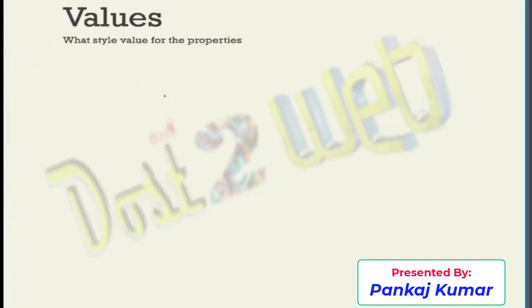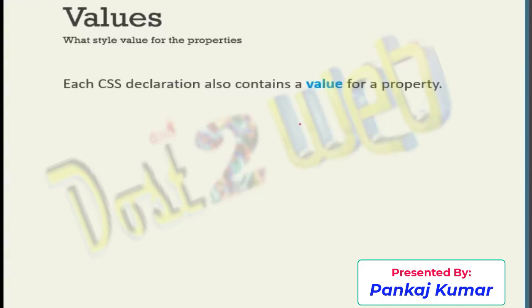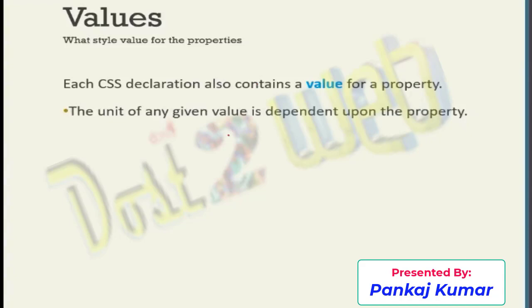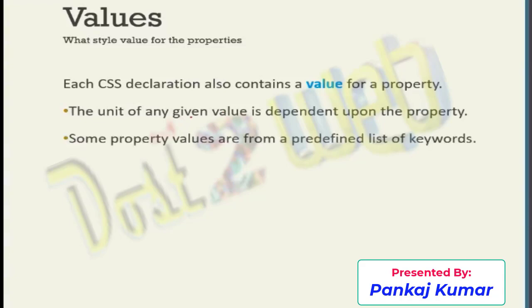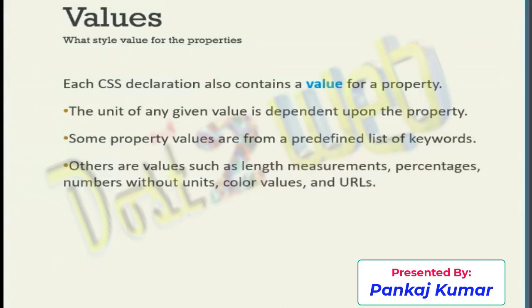So when you talk about the values, again the same way, for each CSS declaration you have to define the value for the properties, and the unit depends on the property you are using. Some property values are from a predefined list of keywords, that means we already defined them, and you can also define what you require. Others are values such as length, that means when you are going to measure the length, percentage, number without units, color value, and URL. These also can be defined in the value.